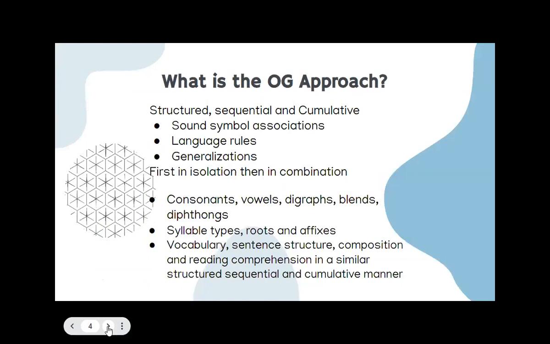So the Orton Gillingham approach is structured, meaning it is very routine in the way in which each lesson is structured throughout the class period. It is repetitive. It is sequential, so skills build upon one another, and it is cumulative. So we're always going back, and I'll show you in a bit what I mean by that.